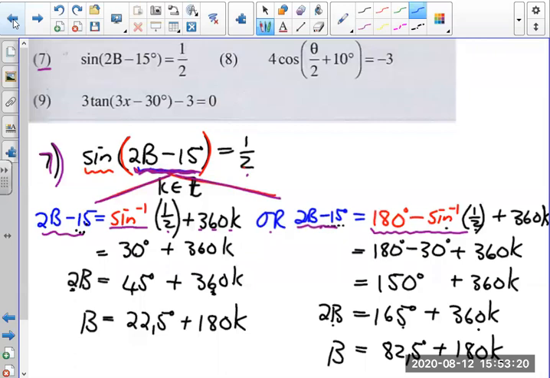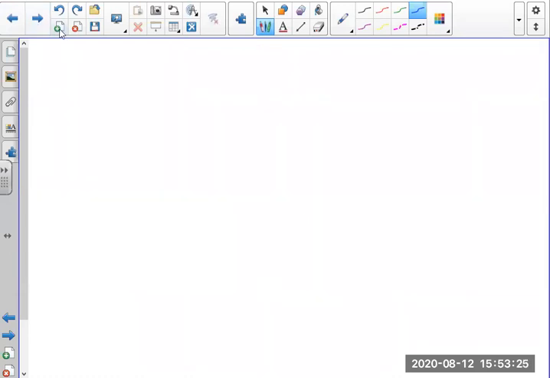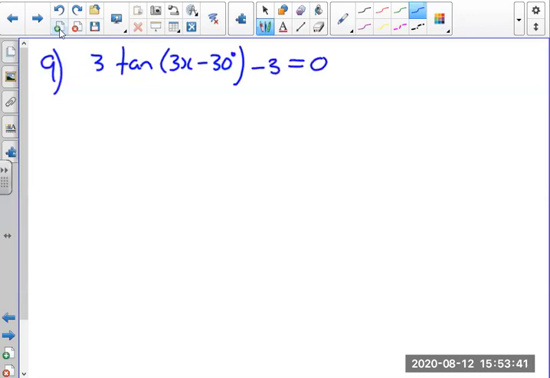So let's take another example of tan. I'm going to do this number 9. So 3 tan 3x minus 30 minus 3 is equal to 0. You know that you must get tan of the angle alone. So I must take this minus 3 to the other side.